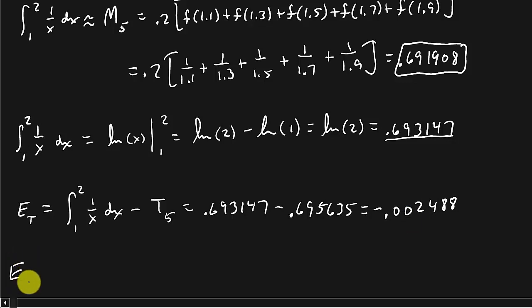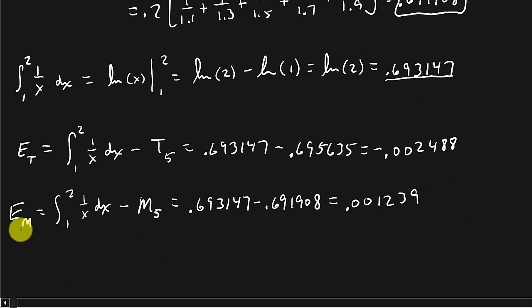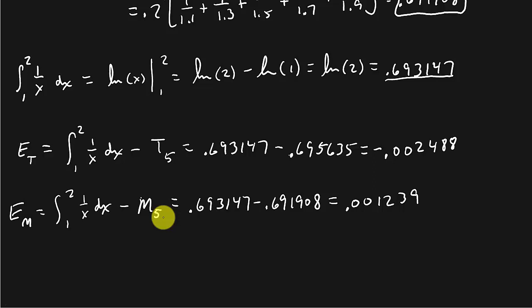Now let's look at our error from the midpoint rule. That's going to be the integral from 1 to 2 of 1 over x dx minus what we calculated with the midpoint rule. So that's 0.693147 minus 0.691908, and that actually gives us 0.001239. And so you can see we actually got a better estimate with the midpoint rule.